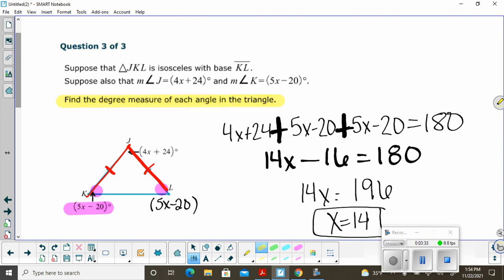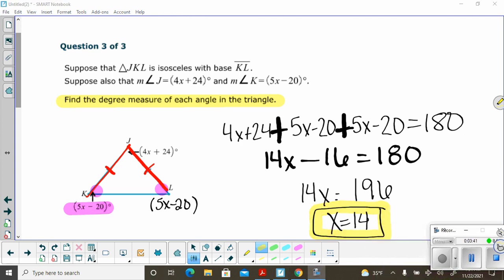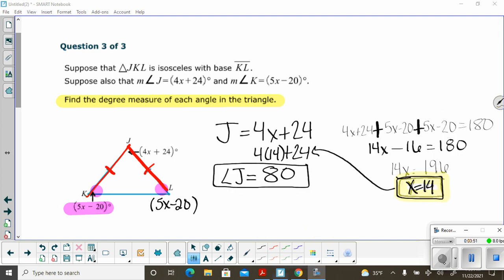Find the degree measures for each angle. Did we find the degree measures for each angle? No, we haven't. This 14 is not even a degree measure for any of the angles. It's just the step to get you there. Now you have to plug it in to your equations to find out what the actual degree is.